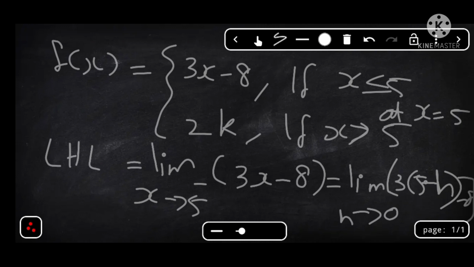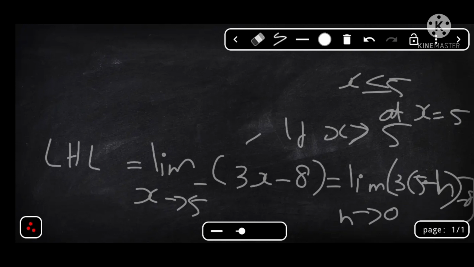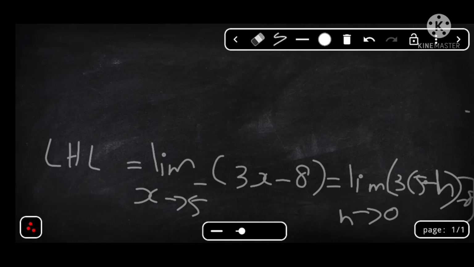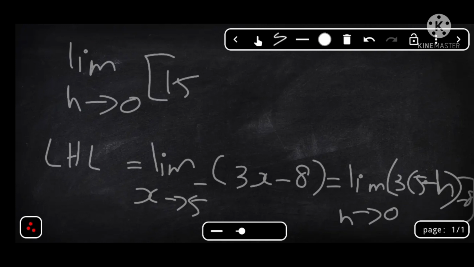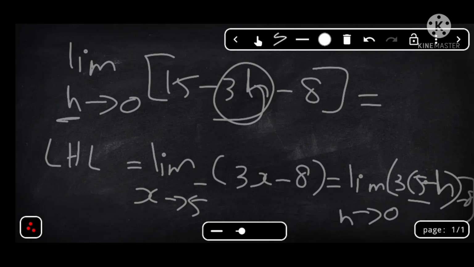Now we can expand this one. When we expand it and substitute 0 in place of h, what are we going to obtain? Limit h tends to 0 of 15, that is 3 into 5, minus 3h minus 8. When we substitute h as 0 over here, this will be 7. So we got the LHL value.